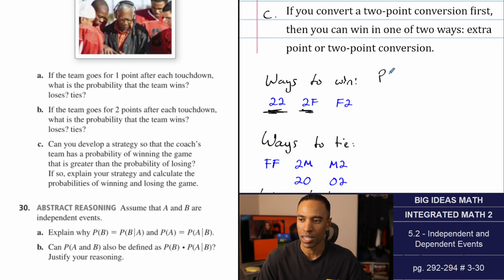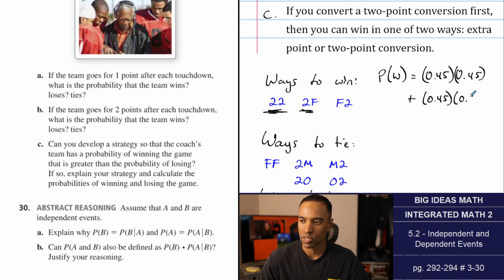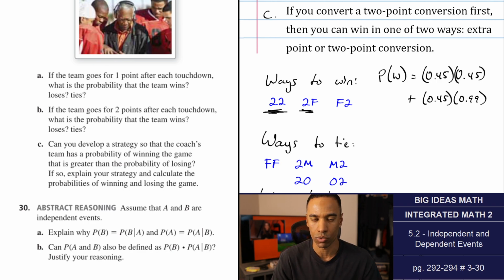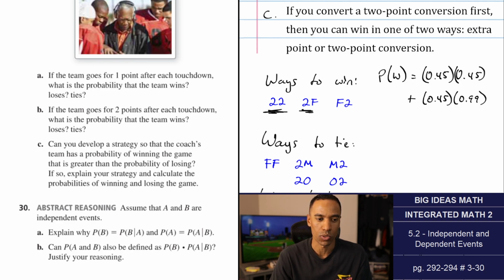So the probability of a win in this case is your 2-point conversion times another 2-point conversion probability, plus your 2-point conversion times the probability of a field goal. Those two together, this or that, will give you all the different ways that you can win. I don't know if that's more than 50%. I assume that it is. So this is what teams would strategically do here.